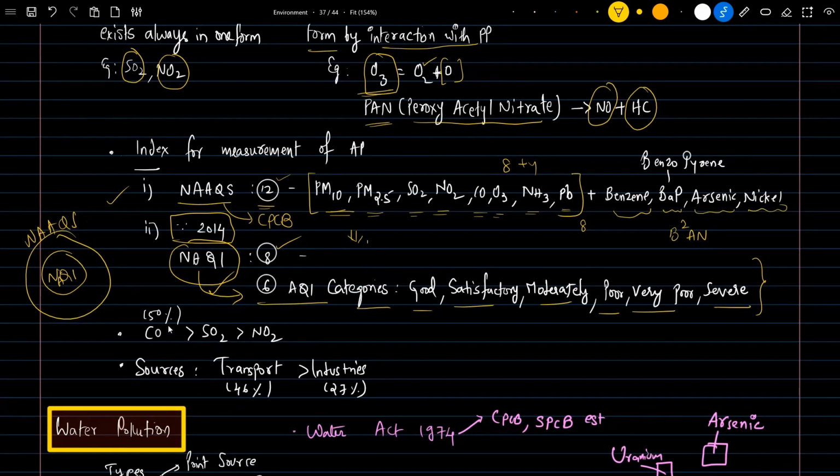In air pollution, the most common air pollutant is basically carbon monoxide (CO), followed by SO2 and NO2. These three are the top 3 air pollutants. The next major source of air pollutants is transport, which constitutes more than 45%, followed by industries. Remember, industries is not the first, but rather transport is the major contributor or source of air pollution.